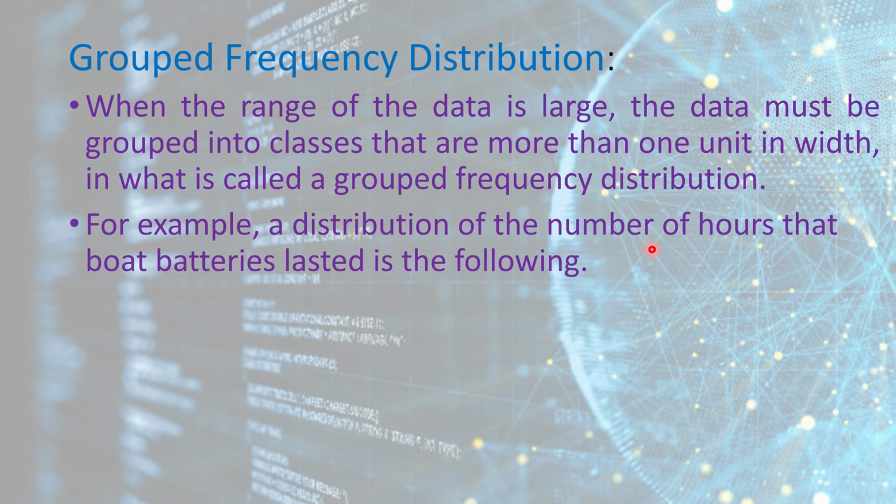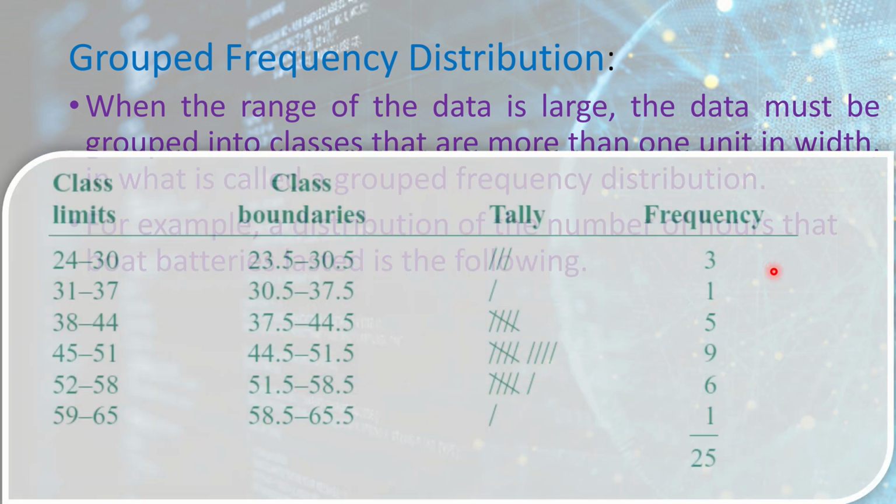For example, the distribution of the number of hours that both batteries lasted is the following. You see, in this case we are considering 24 to 30, that's the class limits, whereas these are the class boundaries we can introduce. Sometimes it's important to introduce class boundaries. So the corresponding class boundaries are 23.5 to 30.5, and the frequency is 3, because there are 3 tallies. Similarly 31 to 37, and 30.5 to 37.5 if you want to introduce class boundaries, and the frequency is 1. There is only 1 tally, so altogether that's 25.